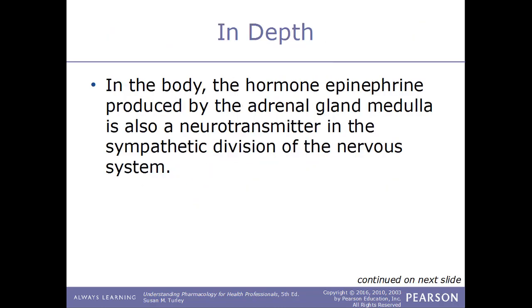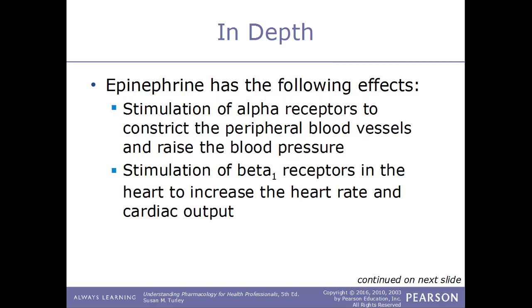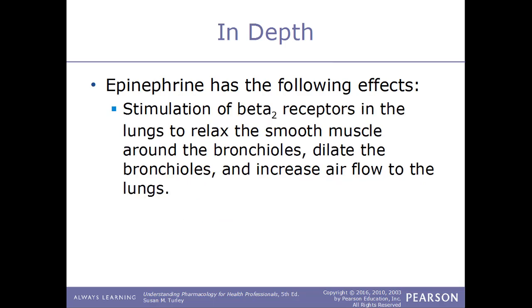All right, now we'll talk a little bit more in depth about epinephrine. So in the body, epinephrine acts as a hormone and as a neurotransmitter. It is produced by the medulla region of the adrenal gland, and is also a neurotransmitter of the sympathetic nervous system. Now, epinephrine has the following effects: the stimulation of alpha receptors to constrict the peripheral blood vessels and to raise blood pressure. It also stimulates the beta-1 receptors in the heart to increase the heart rate and cardiac output. It also stimulates beta-2 receptors in the lung to relax the smooth muscle around the bronchioles, which will dilate the bronchioles and increase airflow to the lungs.